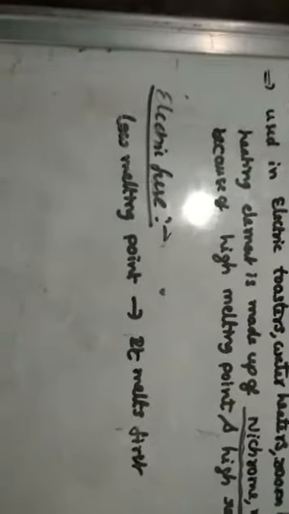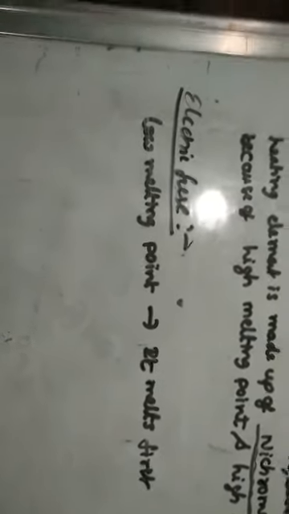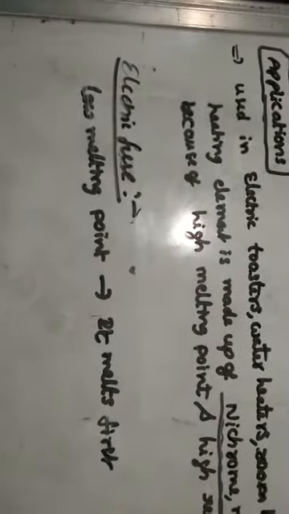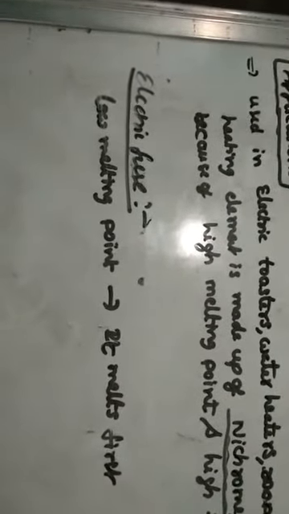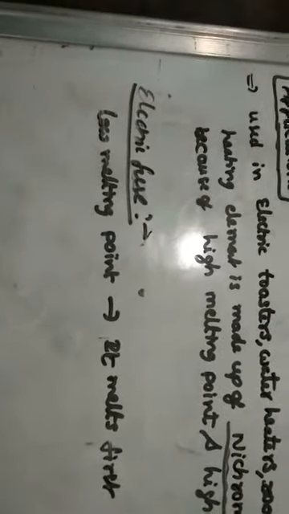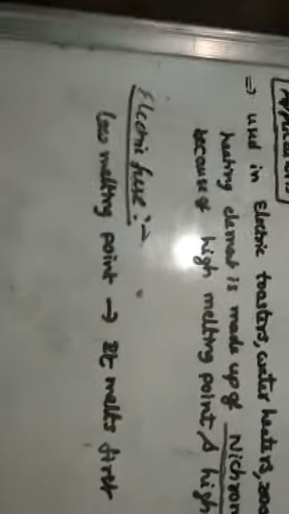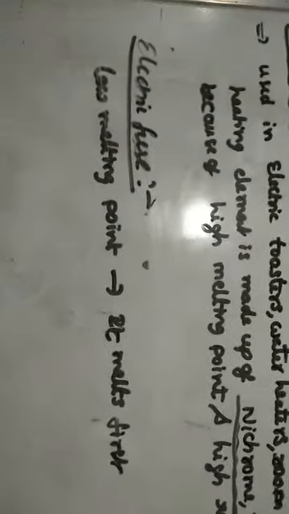If you notice, it has a low melting point. So what is the main use of this electric fuse? The electric fuse melts very fast whenever high current is flowing in our houses. So then what will happen? First it will get damaged, so that automatically the power supply will stop. Then all the remaining appliances in our house can be protected. That is why we are using electric fuse.